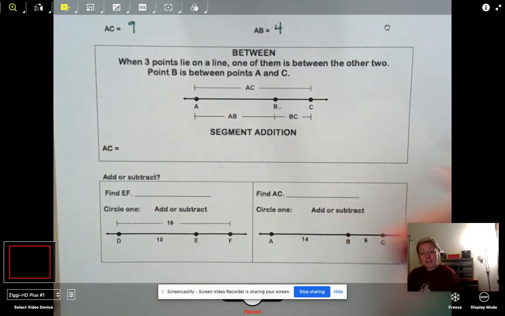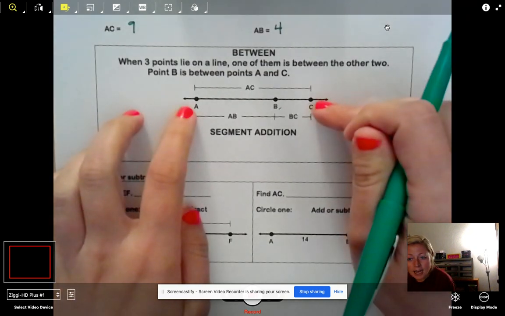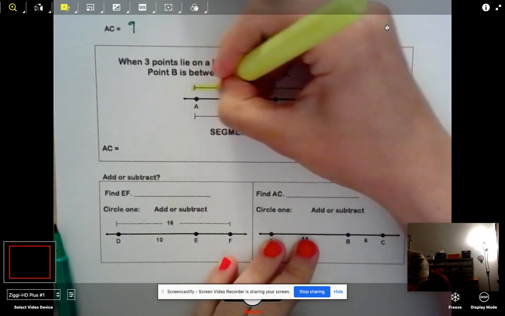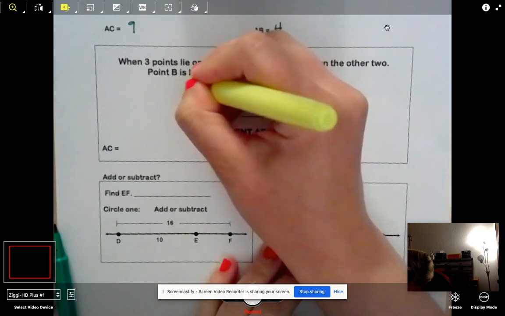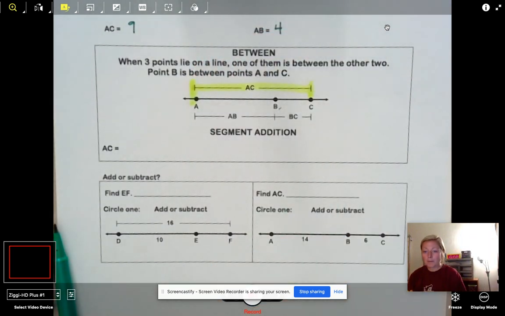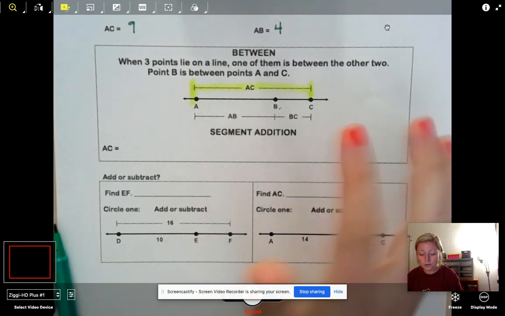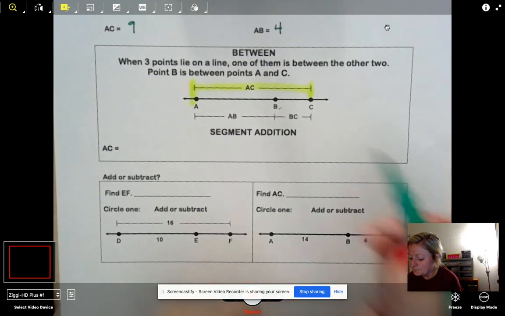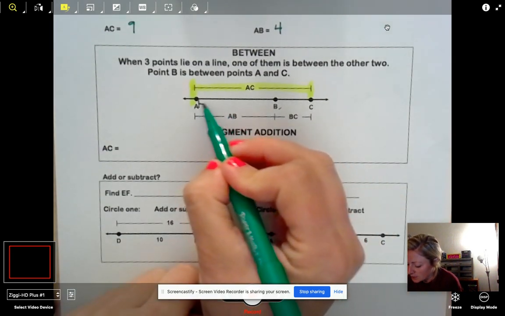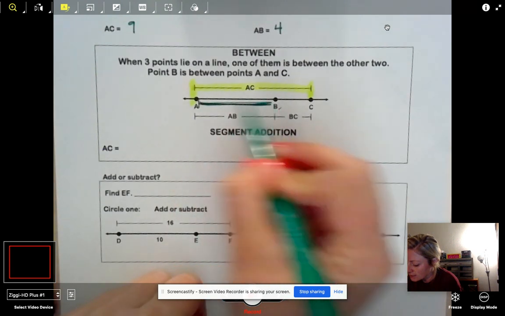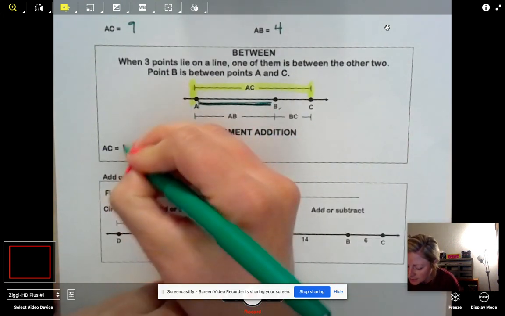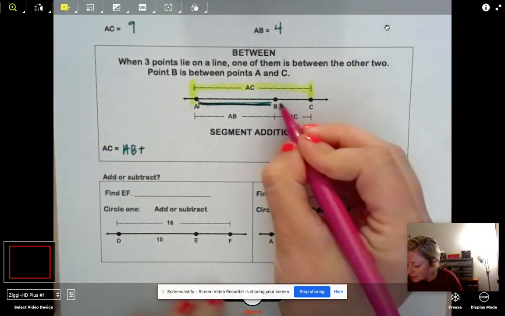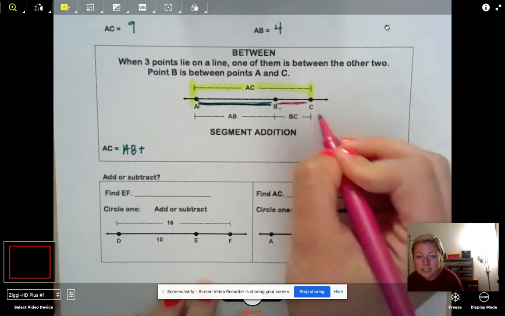What's nice about this is we can now break our segment AC up into different parts. So AC is how long the whole thing is, right? From here to here. That's the whole thing. But when you have a point that's between those two endpoints, we can break it up, and sometimes that will help us solve problems. So look right here. I could break it up into this chunk right here, AB. So I'm going to say AC equals AB plus, now what's the other part? Like what's this chunk here? You're right. It's BC.